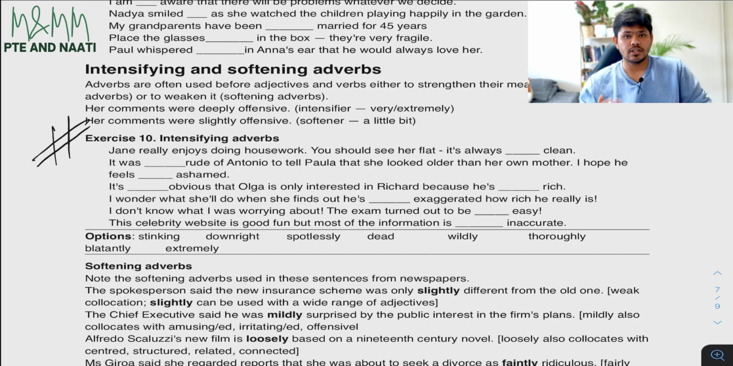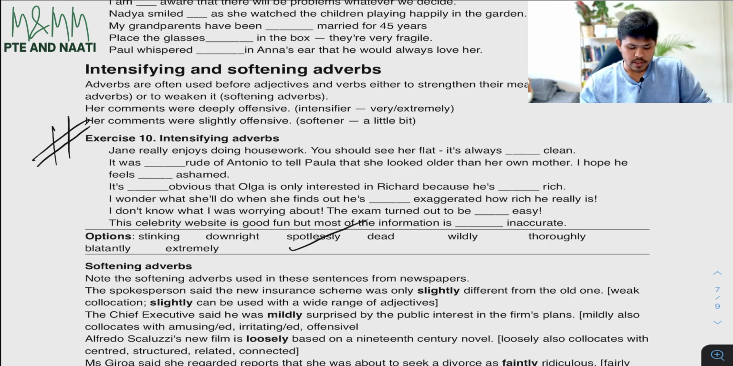All right. I have another exercise that I want to share. Let us do this exercise together and we will learn a little more about collocations. The first one: Jane really enjoys doing housework. You should see her flat. It's always dash clean, spotlessly clean. Now, instead of saying very clean, we would say spotlessly clean. It's a spotless clean place. The meaning is the same, but when you say spotlessly clean, that means you know how to describe the word clean in the correct way in the English language.